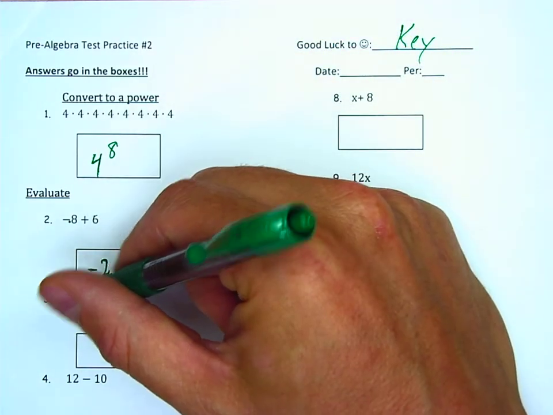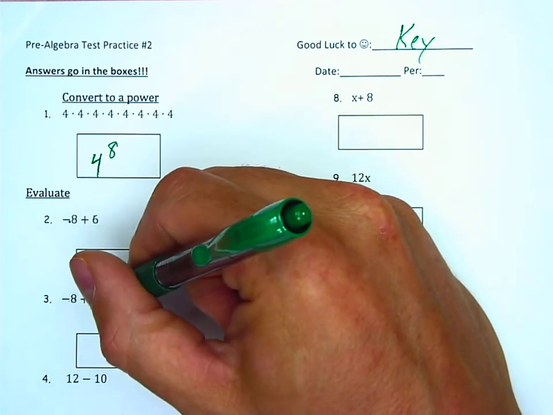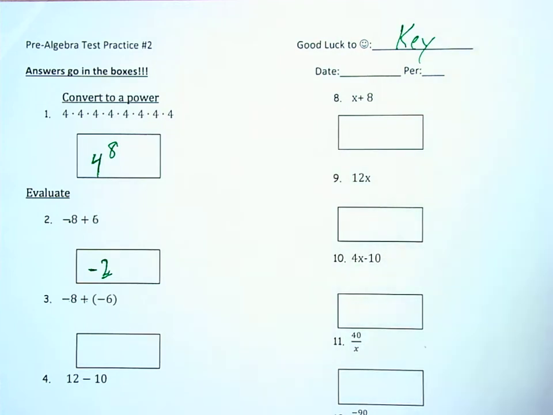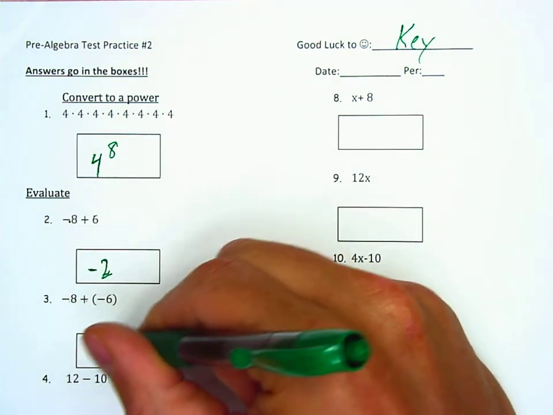Next thing here, -8 plus -6. Now these are the same signs. They're both negative, -8 as well as -6. Again, we have it as addition. So -8 plus -6 will be 14, and it'll be negative. It'll keep its sign.